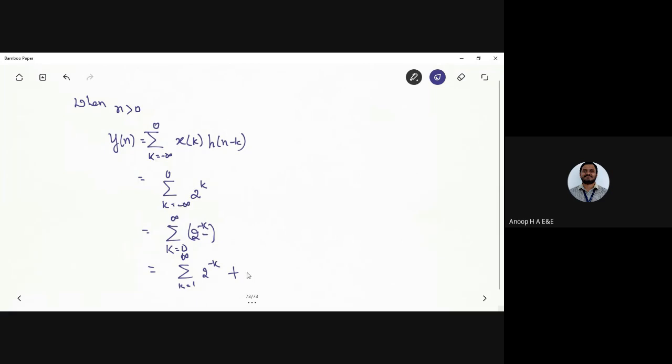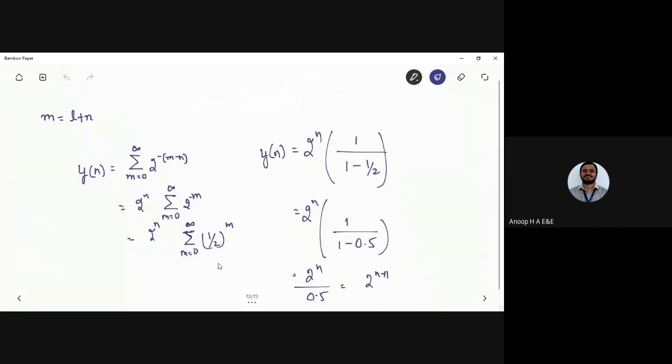Next, I'll be having 2 power minus 1, which is that. Okay, so I can give the values here. For n greater than 0, it will be 2. And for n which lies between minus infinity and 0, it will be 2 power n plus 1. This is the equation I can write here, and for n greater than 0, that would be equal to 2.